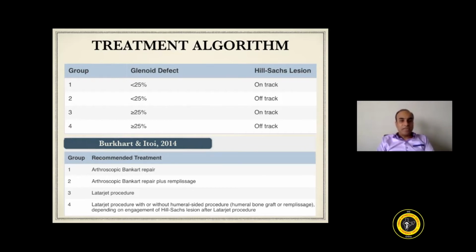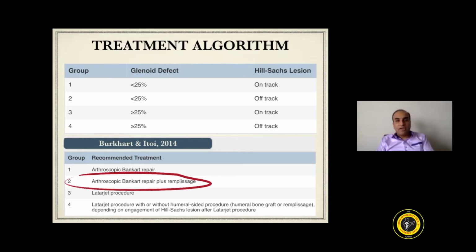And these are the ones where you have to do something about the Hill-Sachs, as in do a remplissage along with an arthroscopic Bankart's repair. On the other hand, number 3 and number 4 refer to more than 25% glenoid bone loss, where you have to augment bone. And if it is on track, you only do a Latarjet. And according to the algorithm, if it is off track, you need to do a remplissage plus Latarjet.